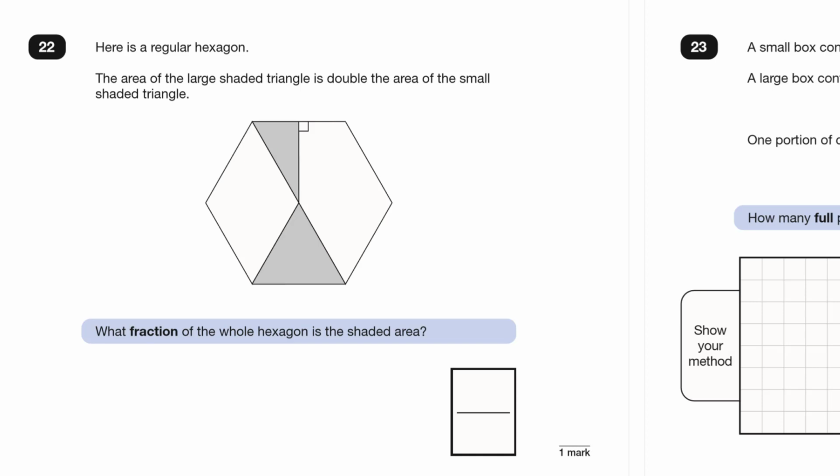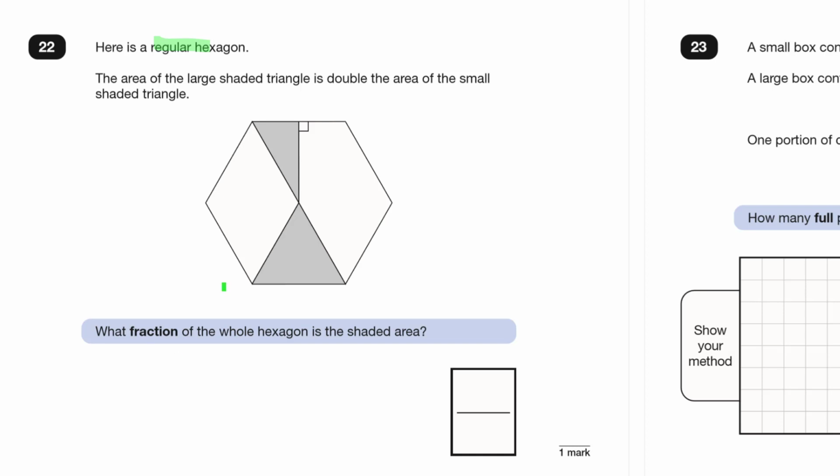get my highlighter, it is a regular hexagon. Okay, so you need to know the difference between regular and irregular shapes. It also helps to know how many sides a hexagon has got. You can find all this information in my geometry ebook. So it's asking us what fraction of the whole hexagon is the shaded area.